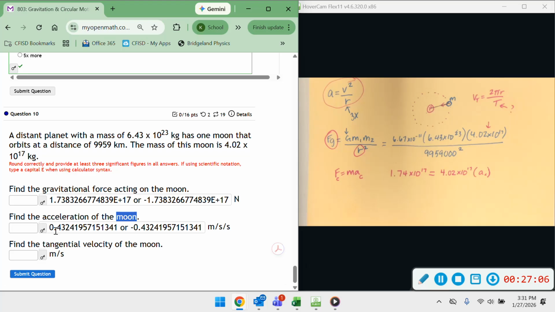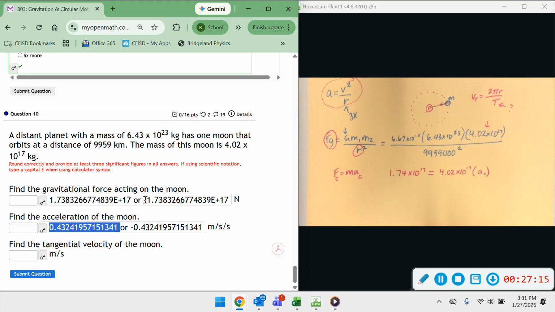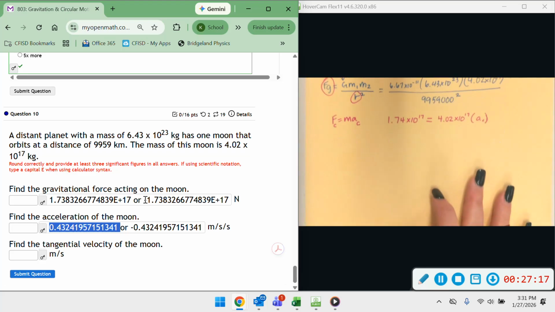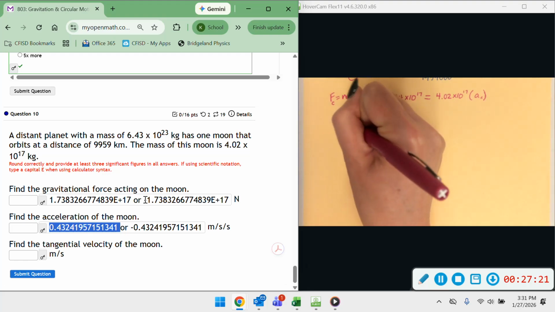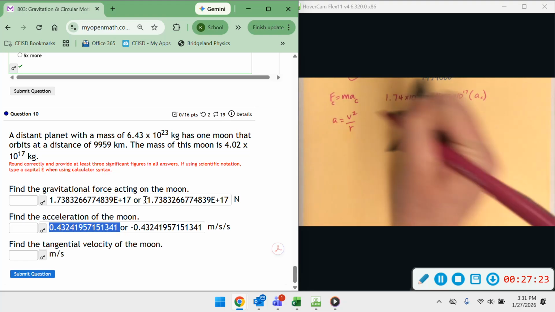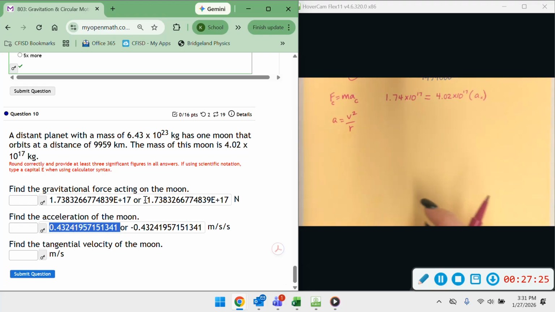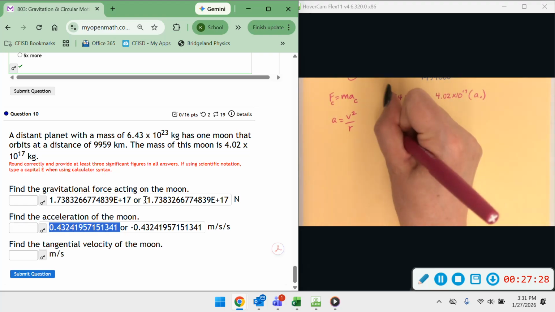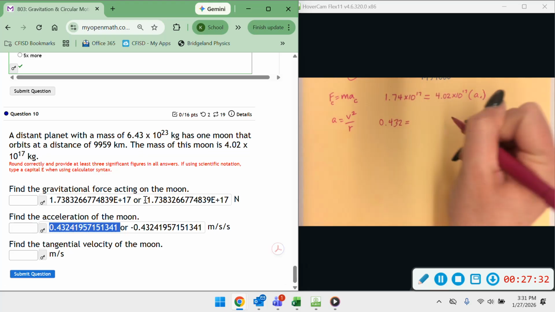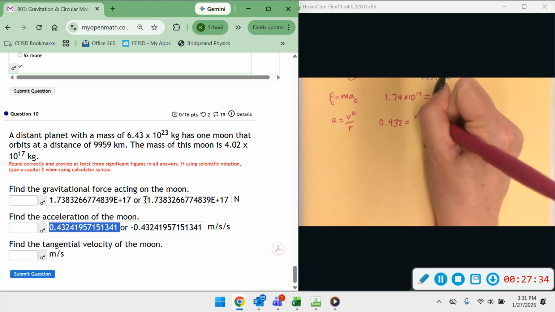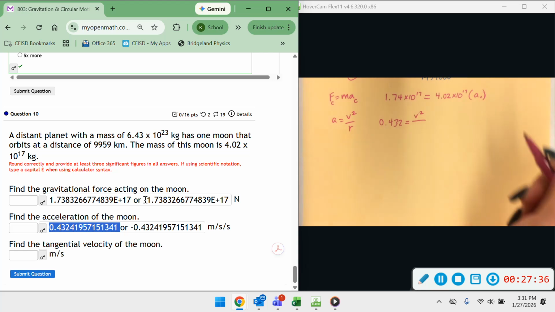we just found it, 0.432, this value over here. And I do know the radius. Again, that distance it gave us is the radius. So we're going to use a equals v squared over r. Okay, and we're going to use the acceleration that we just found, which was 0.432 equals v squared. We're looking for v specifically.